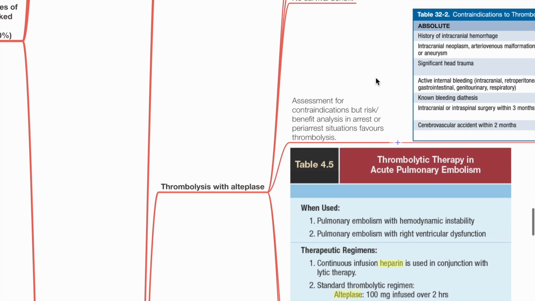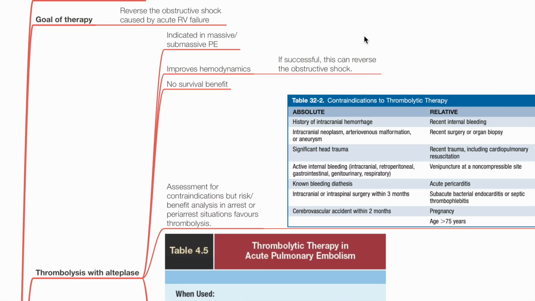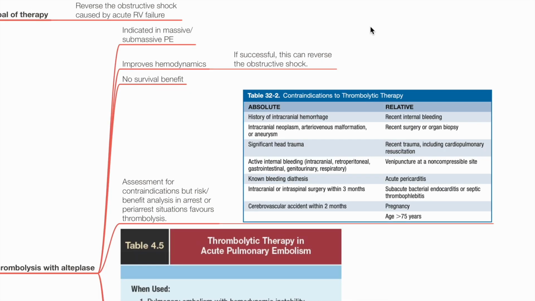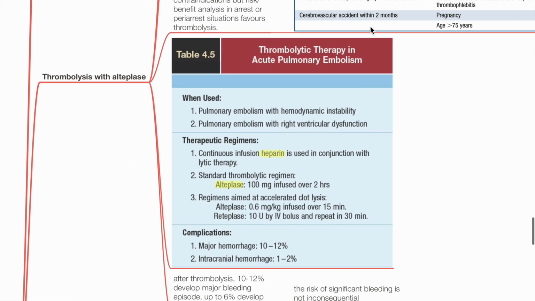Thrombolysis with alteplase. This is indicated in massive and perhaps submassive PE. It improves hemodynamics. If successful, thrombolysis can reverse obstructive shock. However, no survival benefit has been proven. Assess for contraindications of thrombolysis, but risk-benefit analysis in arrest or peri-arrest situations favors thrombolysis. Standard thrombolytic regimen is alteplase 100 mg infused over 2 hours.